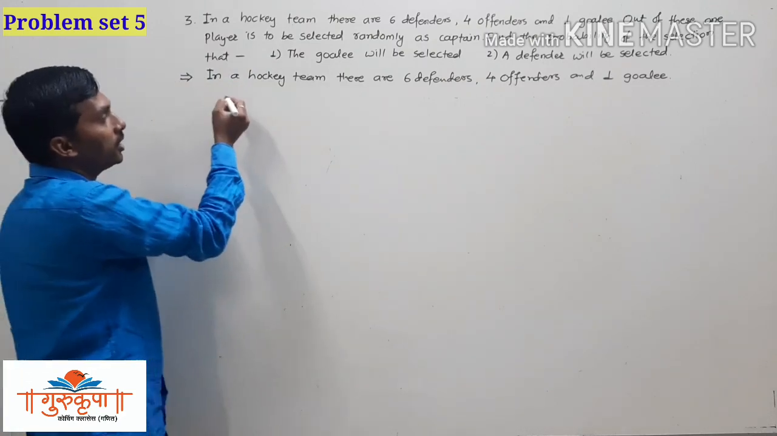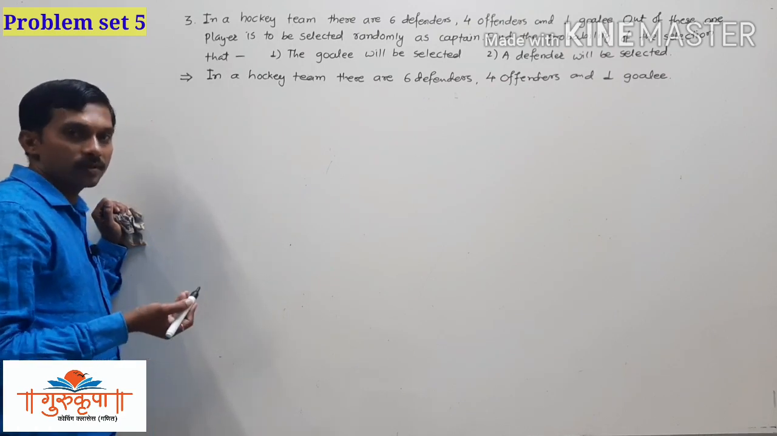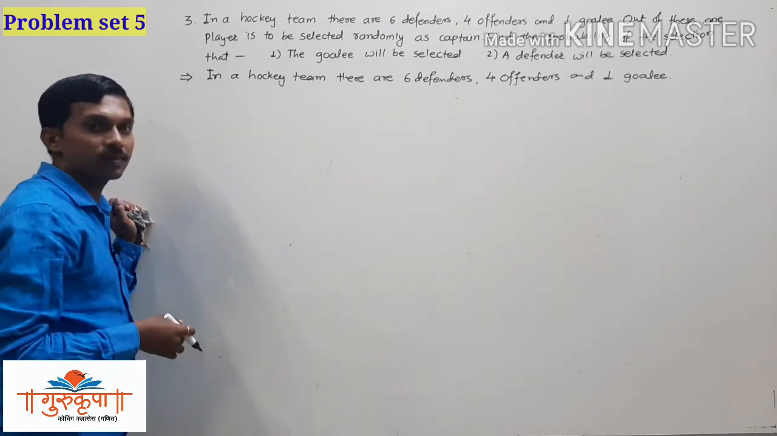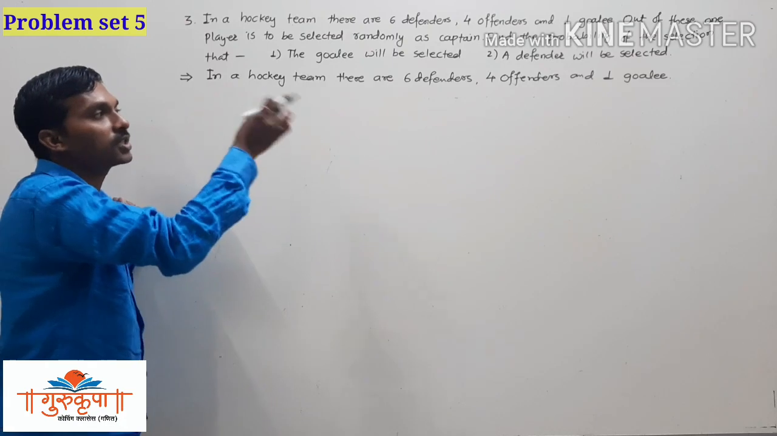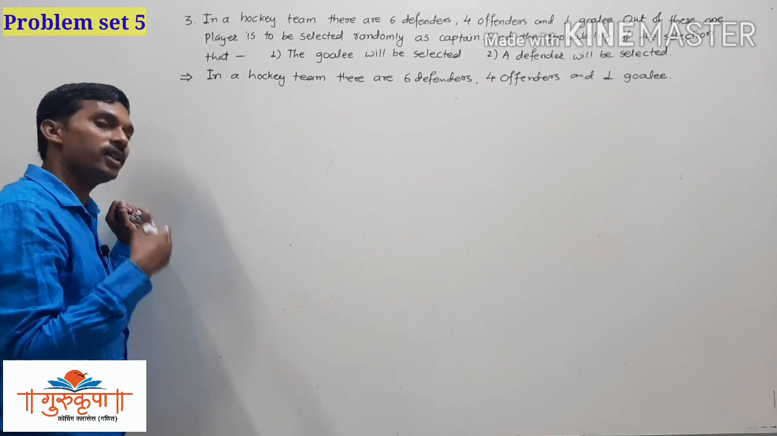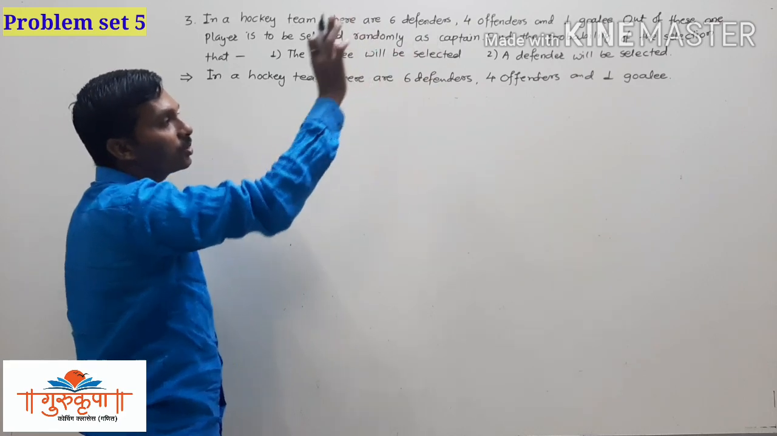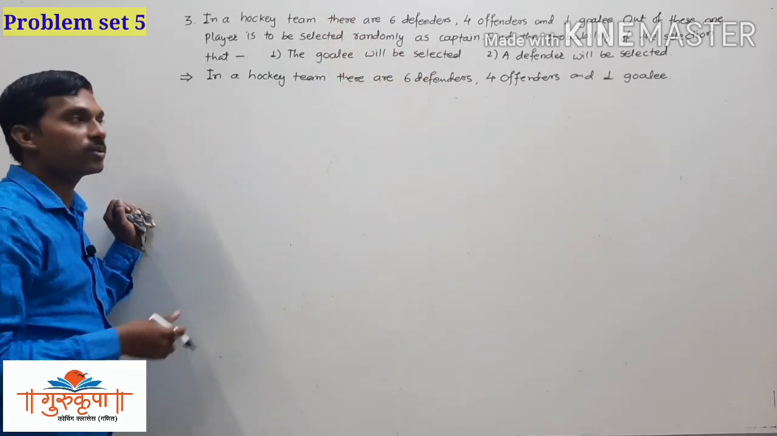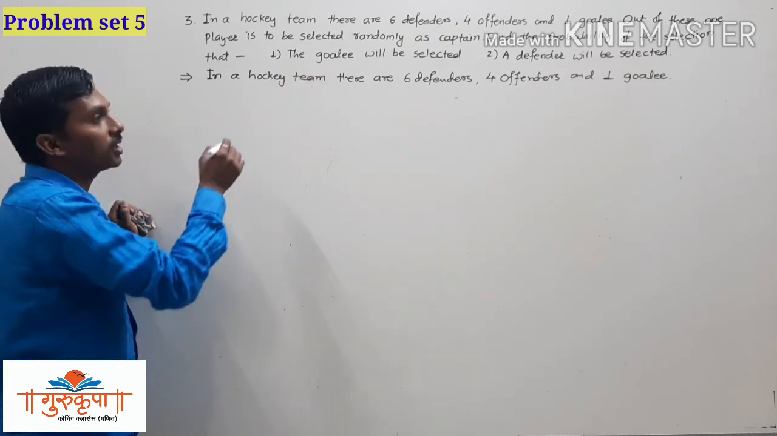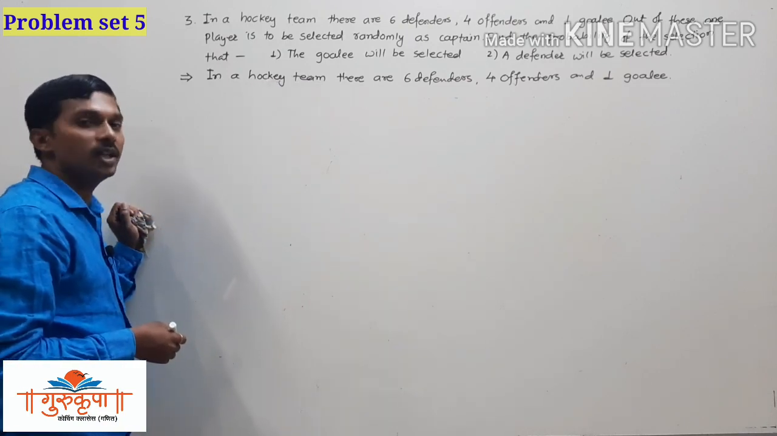So here you can write: let S be the sample space. Number of S is equal to 11. It is not necessary to describe these players in set form, since we know there are 6 defenders, 4 offenders and 1 goalie, 11 players in all. So directly you can write that number of S is equal to 11.